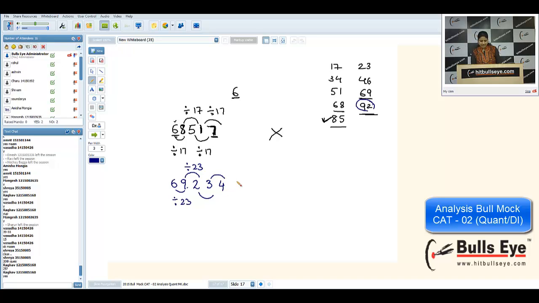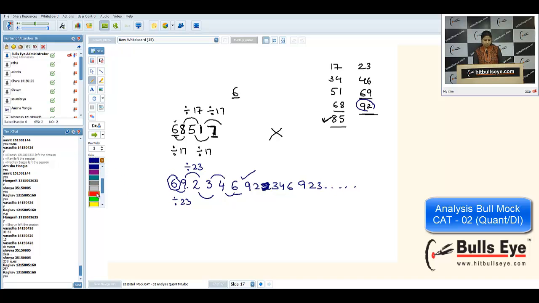With 4 I have 6. See, now 6 is coming. I started my number with 6, and I am getting 6 again. So I'll get the same series, 6, 9, 2, 3, 4, 6, 9, 2, 3 and so on.